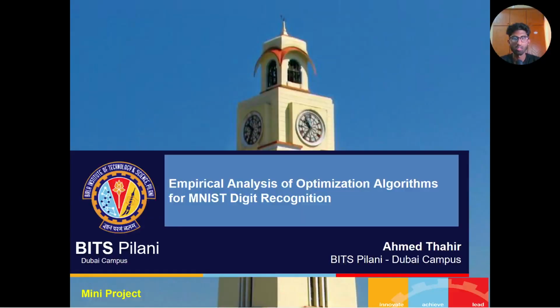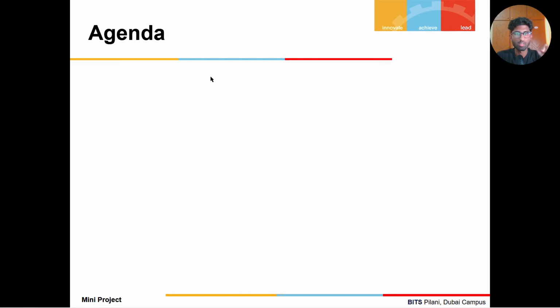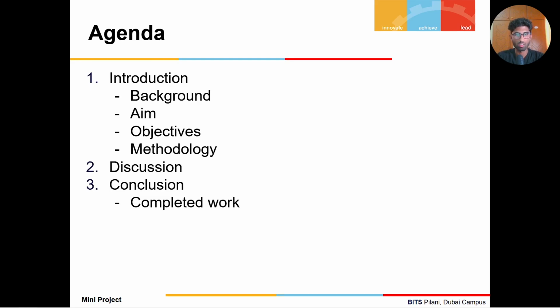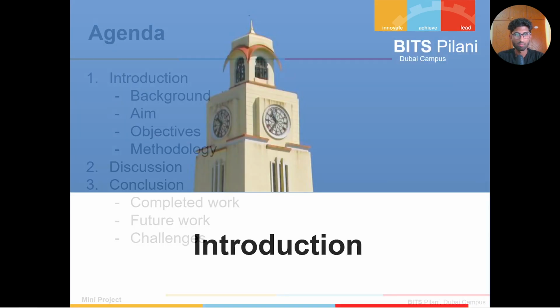I'll be talking about an empirical analysis of optimization algorithms for MNIST digit recognition. The agenda for today's presentation is an introduction about MNIST, a recap of my previous presentation. I'll be giving the background, the aim, the objectives, the methodology. Then I'll be focusing on the discussion of the results obtained in the past 1 month and the conclusion, which consists of a revision of the completed work, the future work, and the challenges I faced.